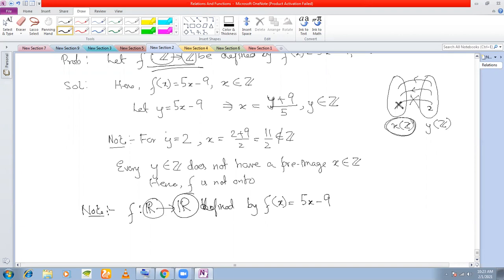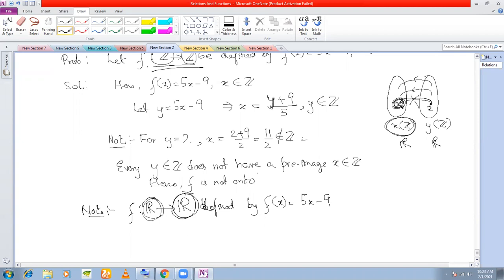Yes, sir, we can say it is onto. Once I have changed the domain and the codomain set, now I can say, because if both are real numbers, then even for x equal to 2, you will get an image here. What should be the image? Whatever value we put for x, we will get a real number as the result.